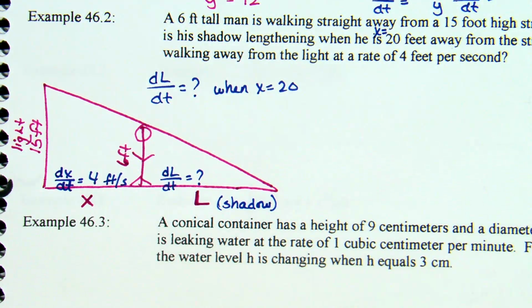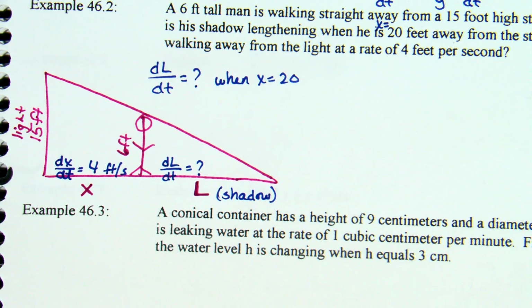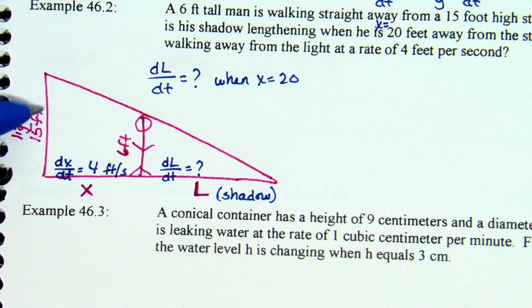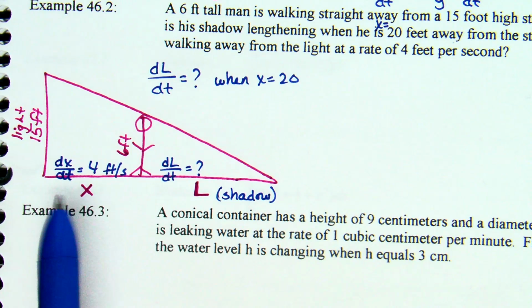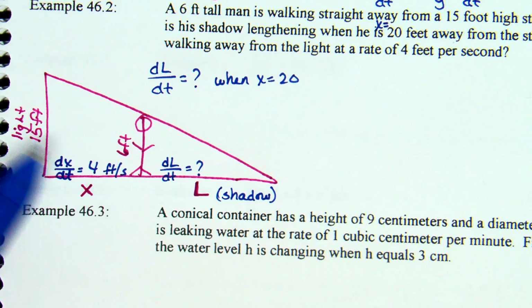When you've got the light pole and the guy, and we're talking about the shadow on the ground, what have I created? Two similar triangles. So this is not Pythagorean theorem, this is similar triangles. And we can set up a proportion then. We can do side over side equals bottom over bottom, or side over bottom and side over bottom. Am I making sense?